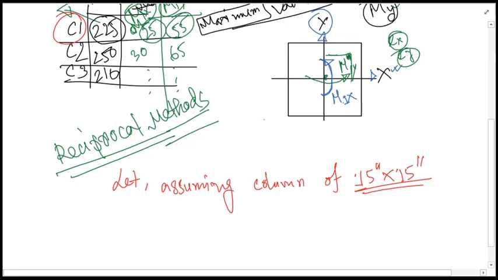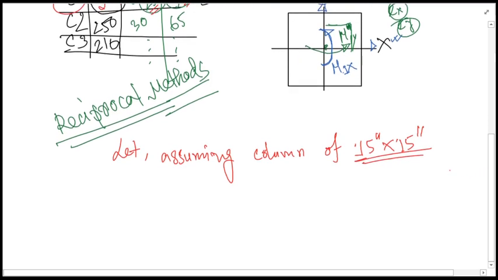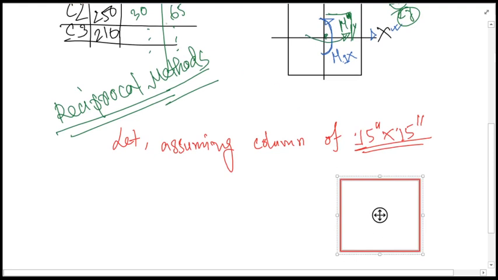So for edge columns, say we have obtained the axial force as 300, bending moment m1x as 25 and m1y as 55. Using these values we'll have to check whether this will satisfy the loading conditions or not, and for that we'll have to again define the column reinforcement pattern as well. So say for example this is the 15 inch into 15 inch column.